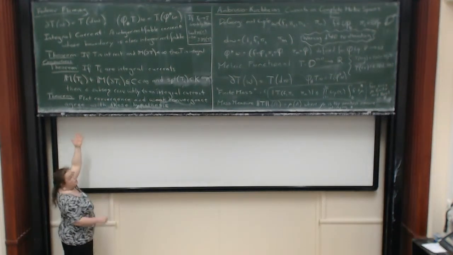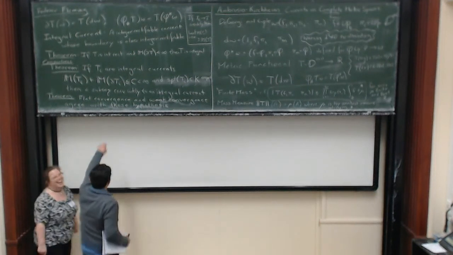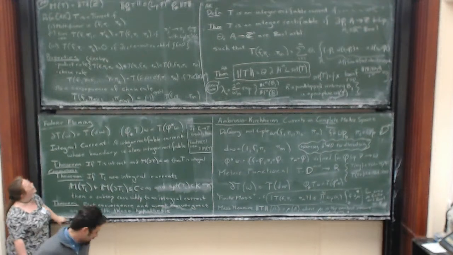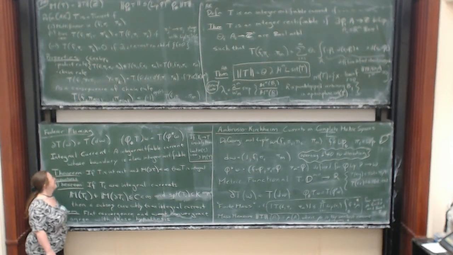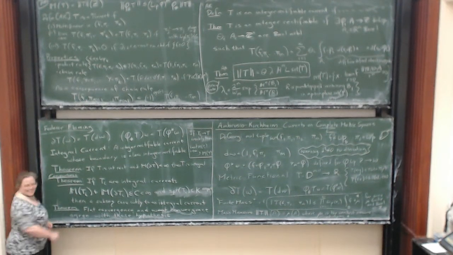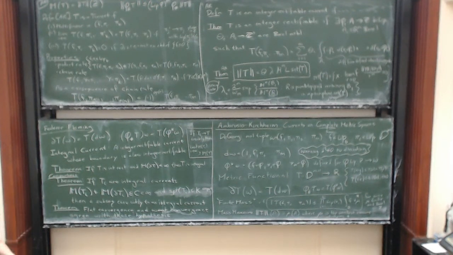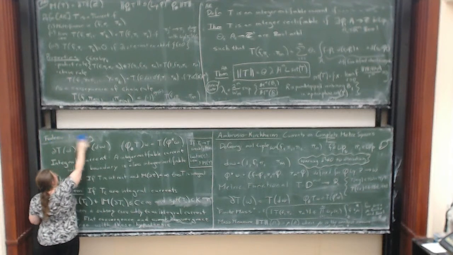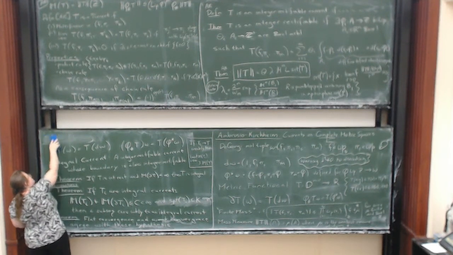And now I need someone of moderate height. If you refuse to be called tall. All right. We'll just erase the Federer-Fleming here. They don't want to be erased.